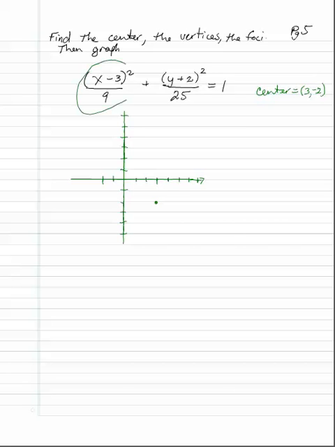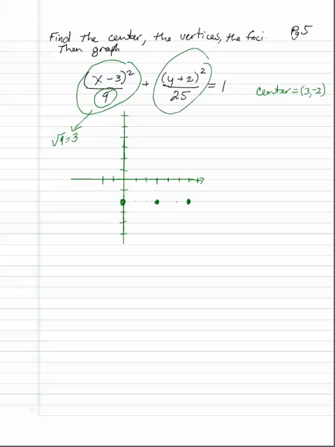And then again, I'm going to look under the x is 9. So square root of 9 is 3. So I do plus 3 minus 3 in the x direction. So from here, I'm going to go 1, 2, 3, put a dot. And then -1, -2, -3 in the x direction.